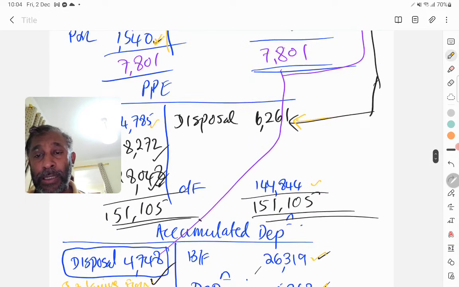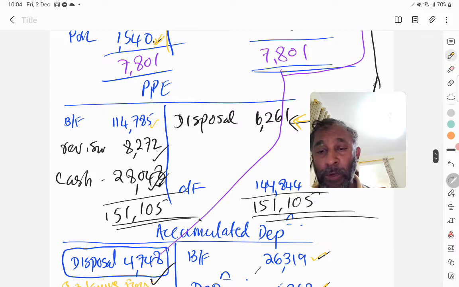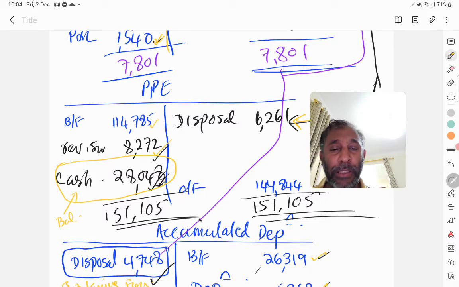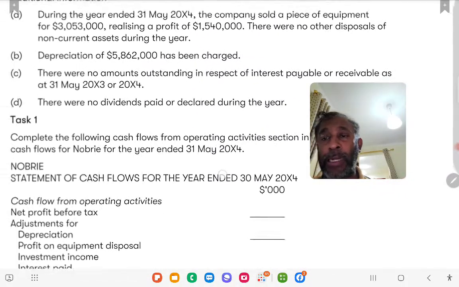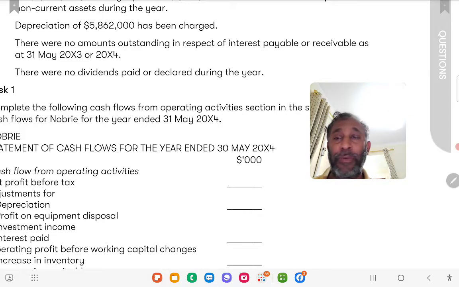So now we come back to this revaluation surplus. We have it here and then we balance this account. The balancing figure is this, 28,048. So now we have completed the given additional information number 1 and number 2. And number 3 is straightforward. There were no amounts outstanding in respect of interest payable or receivable as of 31st May 2013 or 2014. There were no dividends paid or declared during the year.